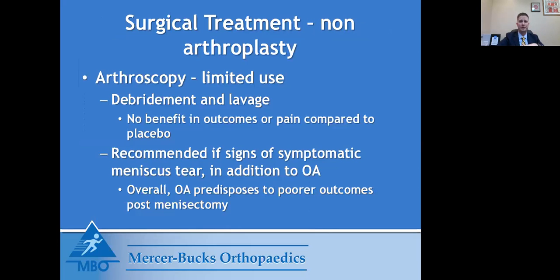So again, arthroscopy has fairly limited use, with not a lot of benefit compared to placebo when done purely for the diagnosis of arthritis, but it may be recommended if there are symptomatic meniscal tears in addition to mild arthritis. However, the presence of arthritis does lead to poorer and more unpredictable outcomes.